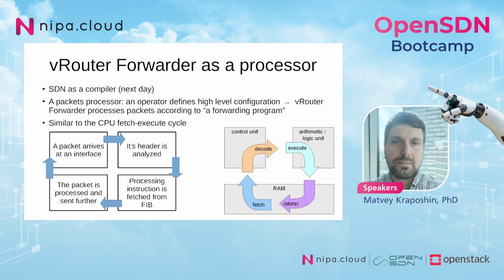A packet arrives at the interface, then the header of the packet is analyzed. The header is like an instruction. Then the packet is processed. We execute operations according to instructions, and results are stored. So the packet is transferred to another interface, or it is dropped, or we do something else with it. But you see that there is a correspondence between the main stages of the CPU fetch and execute cycle.